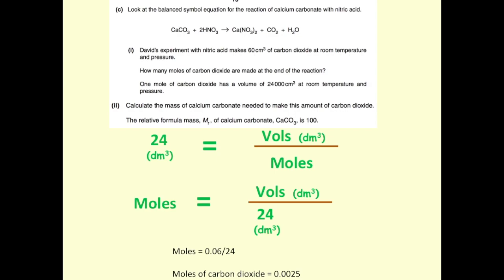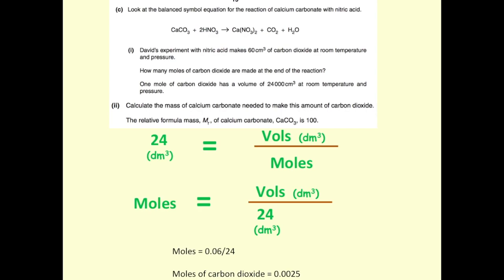Well, we now know we've got 0.0025 moles of CO2. When we look at the equation, working backwards, we see 1 mole of calcium carbonate actually produces 1 mole of carbon dioxide. So this is actually straightforward. We just need to know what is the mass of 0.0025 moles, because 0.0025 moles of carbon dioxide will produce 0.0025 moles of calcium carbonate.